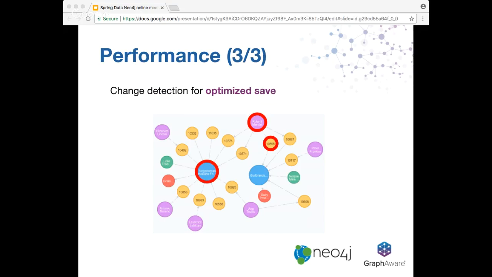Something interesting also is the object change tracking that exists in SDN. When you load something and you modify it, you probably don't modify everything. So when you pass all your objects back to OGM, there is a change detection that takes place and just updates and sends to the database what really needs to be. This optimizes lots of things and sends much less data over the wire.